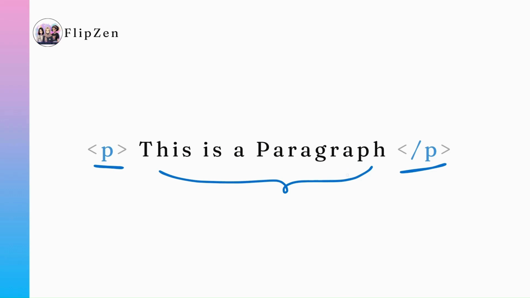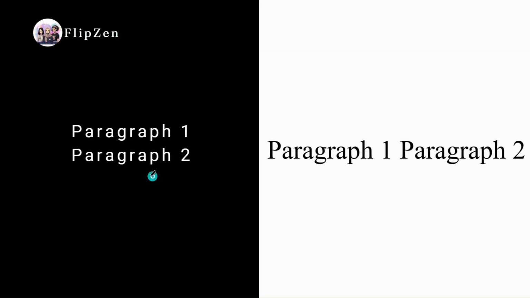Now the reason why we need a paragraph tag is because if you just had plain text in your HTML document, when you run the code and you see it on the website, what you will see is something like this. The text runs into each other onto the same line, and you cannot actually tell where one paragraph begins and where the other ends.